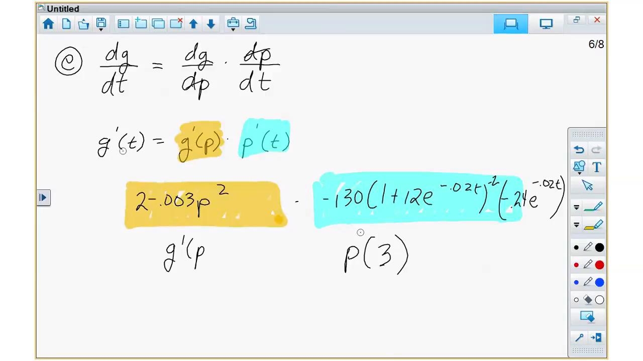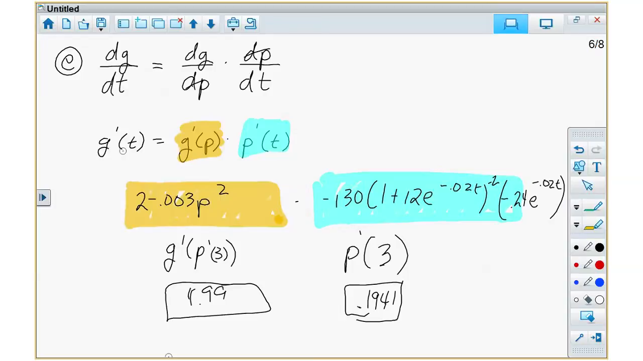P prime of 3 and G of P prime of 3, and multiply them together. So that would be G prime of 3 was... which one is it? I'm getting there. 0.1941 right here. 0.1941 times 1.99.